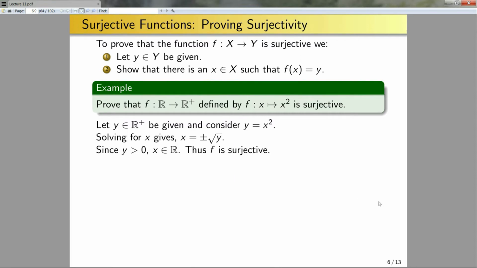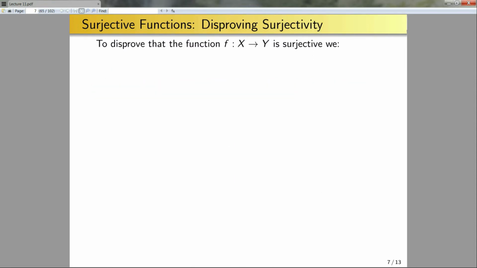So now how do I disprove surjectivity? To disprove that a function f from x to y is surjective, I need to find a y in y such that f of x is equal to y is not satisfied for any value of x. So explicitly, this is finding a counterexample. So let's look at an example.